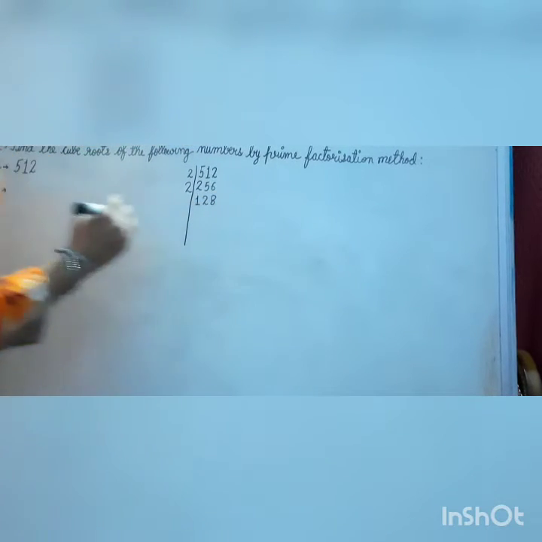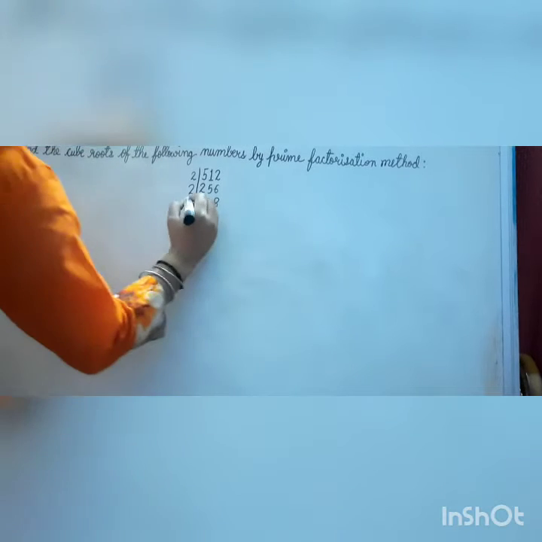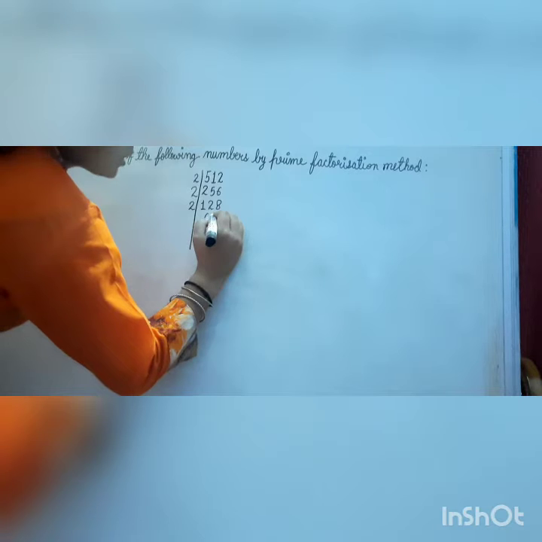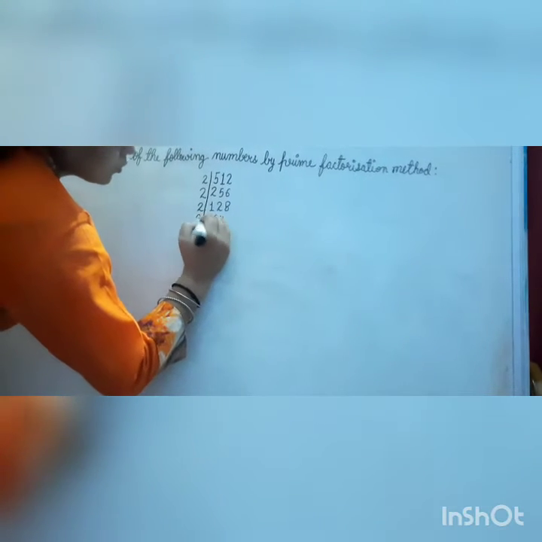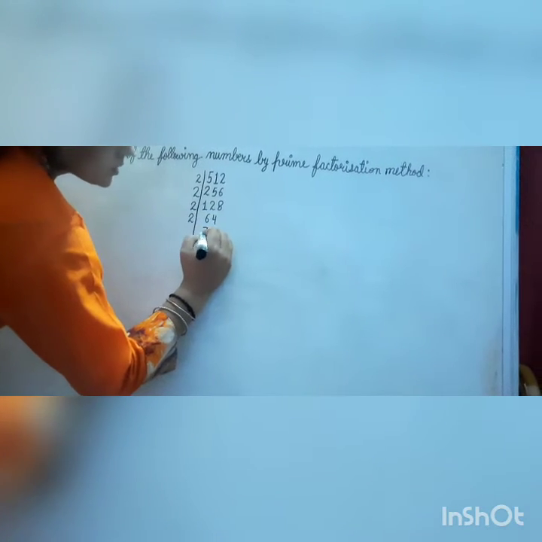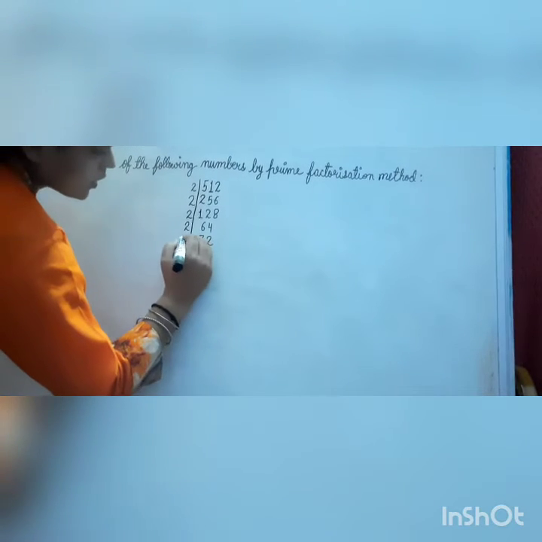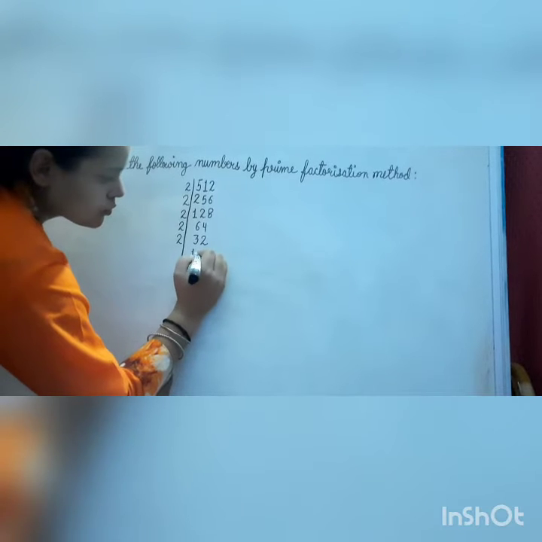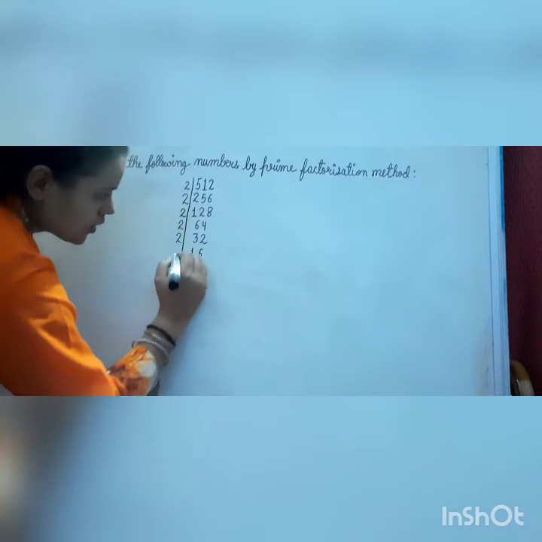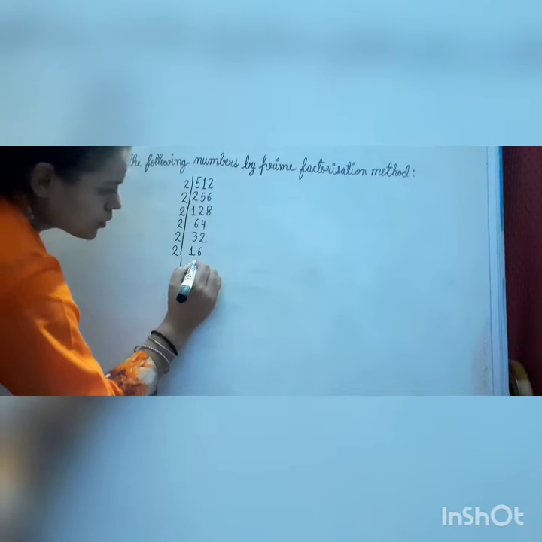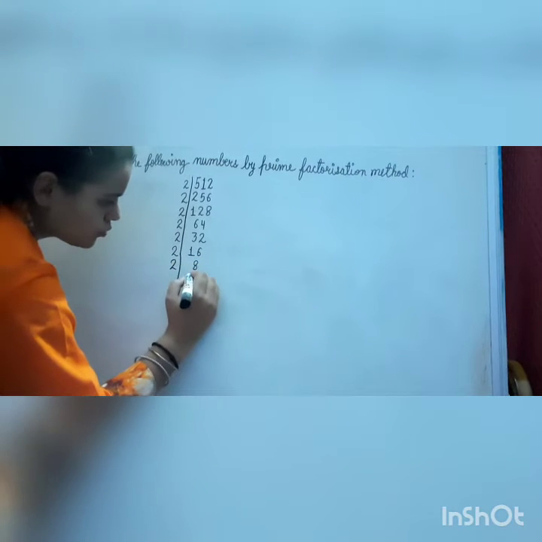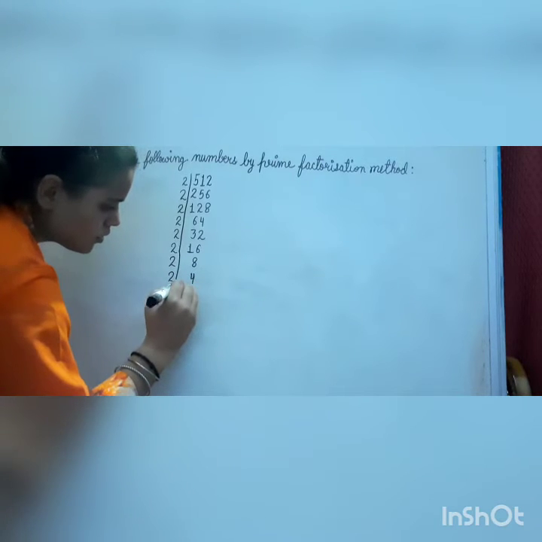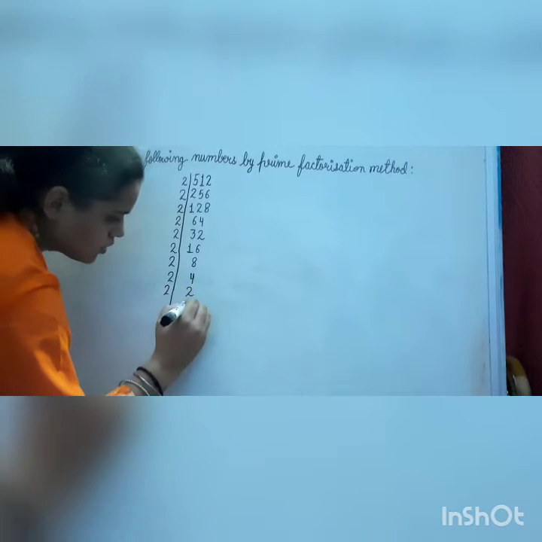2 8s are 16. Again 2. 2 6s are 12, 2 4s are 8. Again 2. 2 3s are 6, 2 2s are 4. Again 2. 2 1s are 2, 2 6s are 12. Again 2. 2 8s are 16. Again 2. 2 4s are 8. Again 2. 2 2s are 4. Again 2. 2 1s are 2.